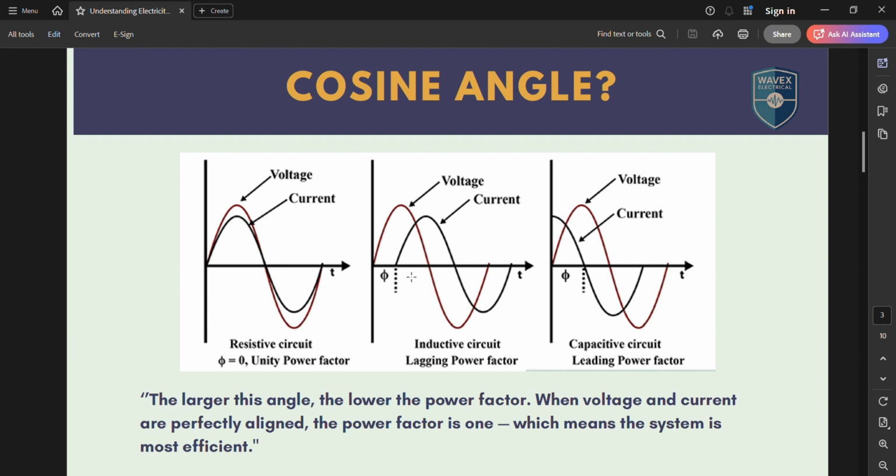So lagging power factor means what? Maybe it is 0.7, then maybe 0.8, 0.9. So these are lagging power factors. Okay, then what is that next waveform? The next waveform is leading power factor. In this leading power factor, current leads the voltage. Current is coming first. This current waveform is coming first.